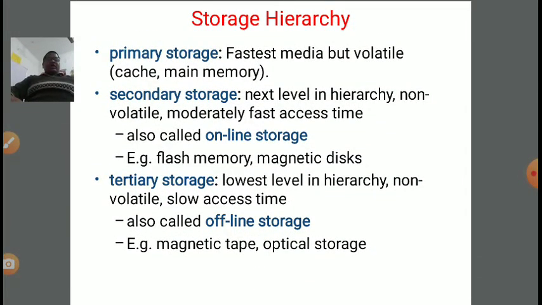We can classify our storage hierarchy in three categories. The first category is primary storage. Primary storage is the fastest media, but it is volatile. Volatile means it is temporary. Whenever the power fails or is switched off, the data or content of the primary memory will be lost. In primary memory, there are two types of memories: cache and main memory. So they cannot survive a power failure. This is the disadvantage, but the advantage is that these are the fastest storage devices, right? And very costly.